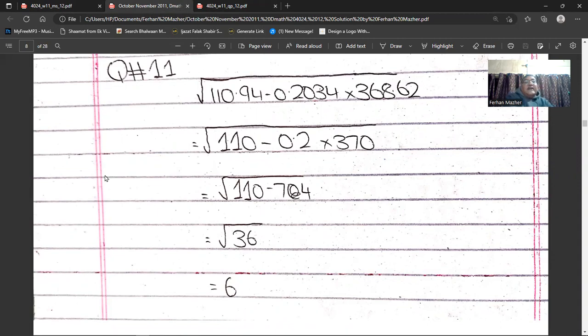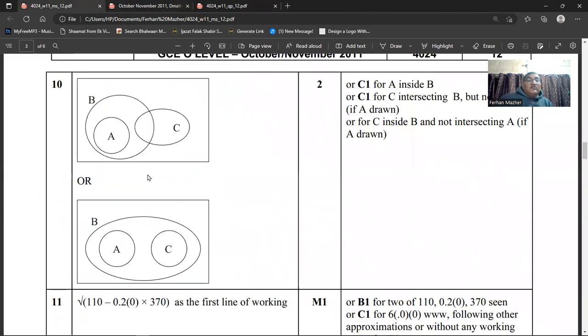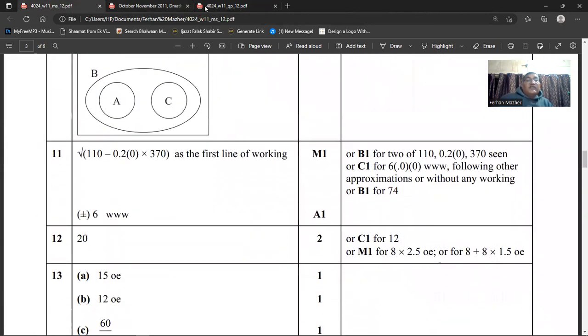First of all, I will do the multiplication. So 0.2 multiplied by 370 will be 74. So 110 minus 74 will be 36. So you take the square root of 36, and that will be 6. 6 is the right answer.